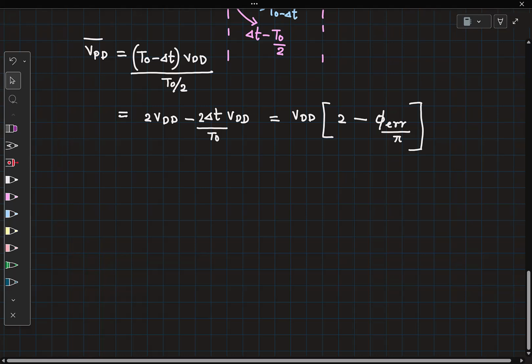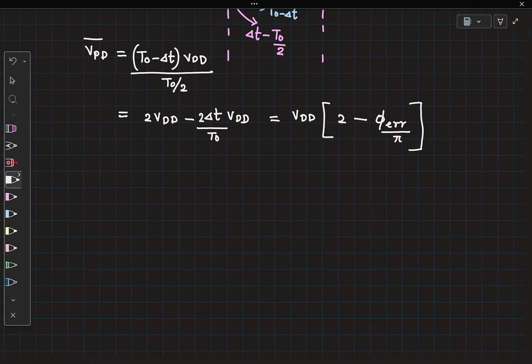Okay. So one more calculation we want to do is to check the value for phase error lesser than 0, negative phase errors. Let me give you the waveforms. Your in1 looks like this.